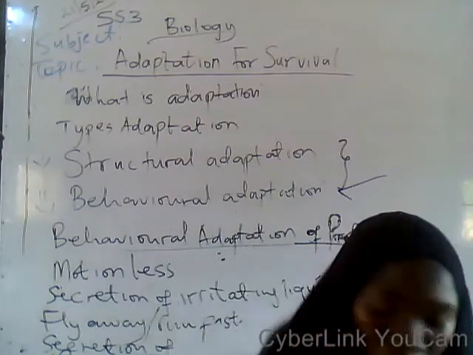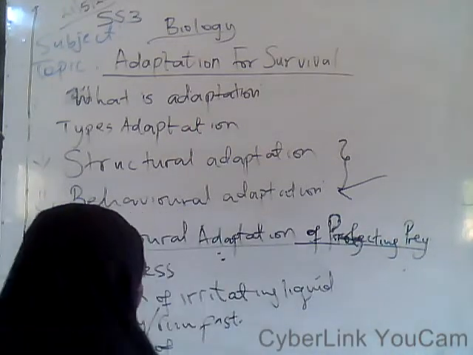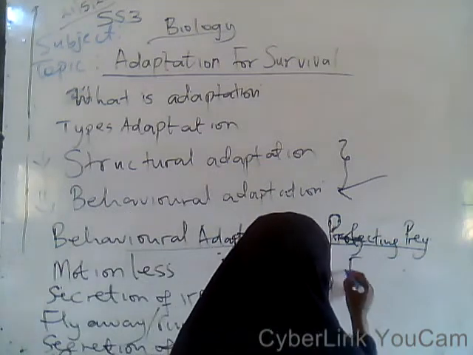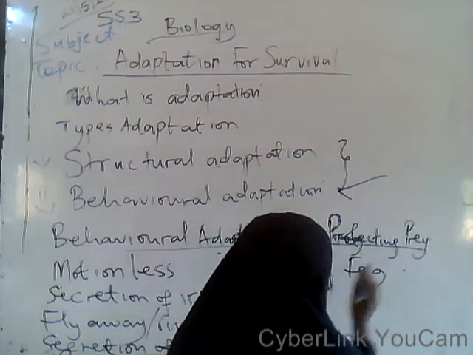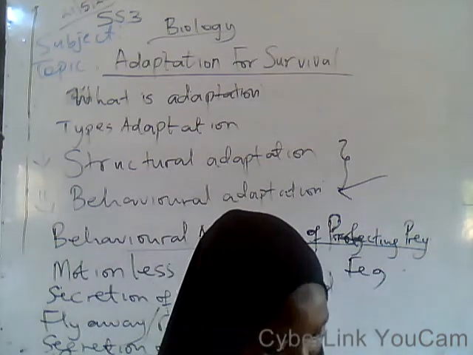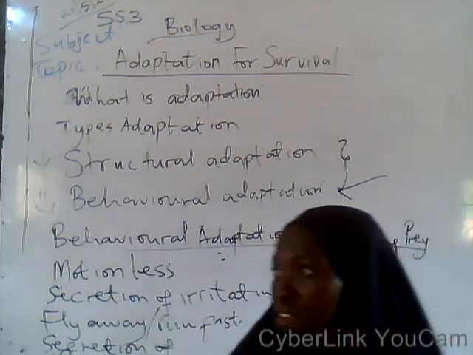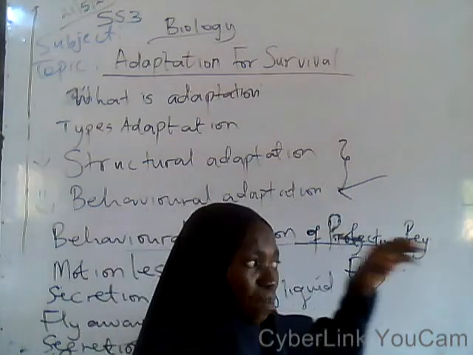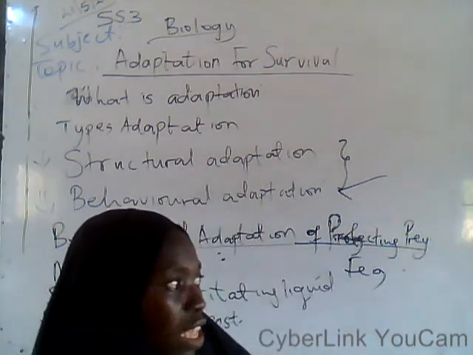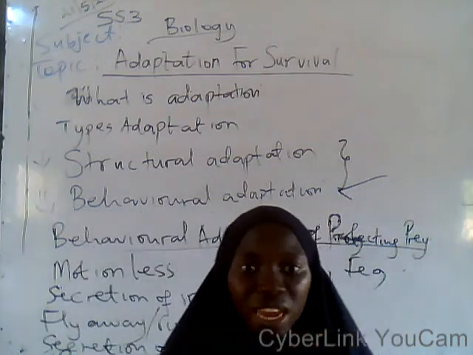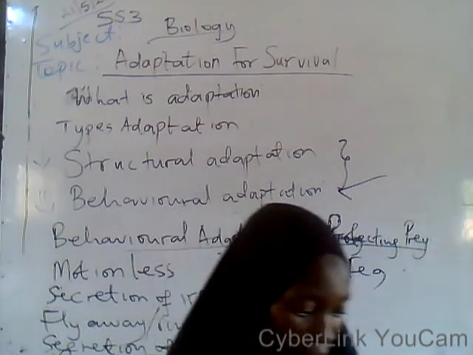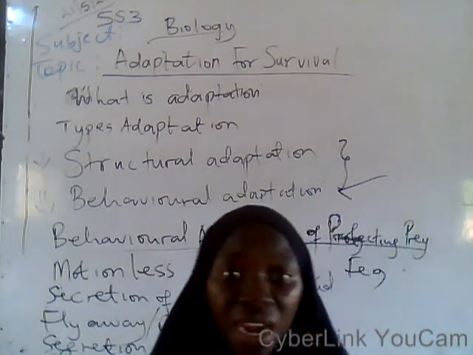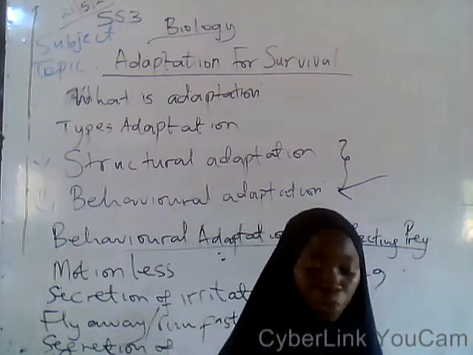Another one is feigning death. Some animals feign death. They pretend as if they are dead, whereas they are not dead. A very good example is the millipede. By the time this millipede is touched or it sees danger, it will feign as if it is dead, whereas it is not dead. It is an adaptation against predation.